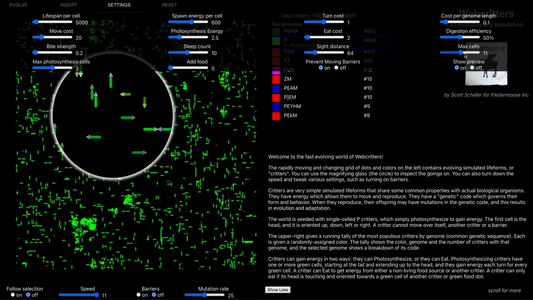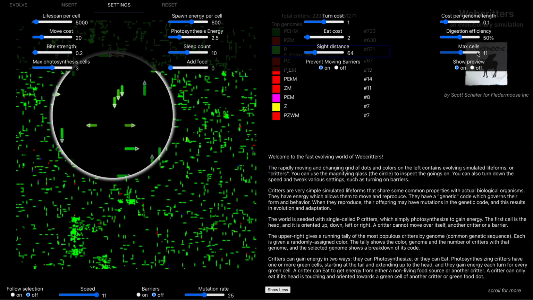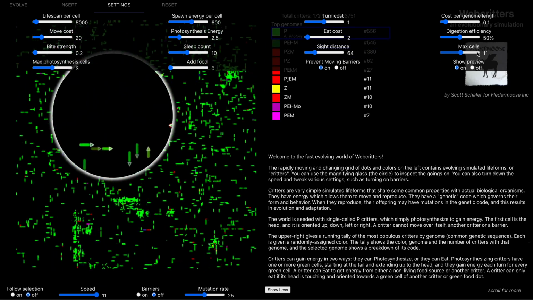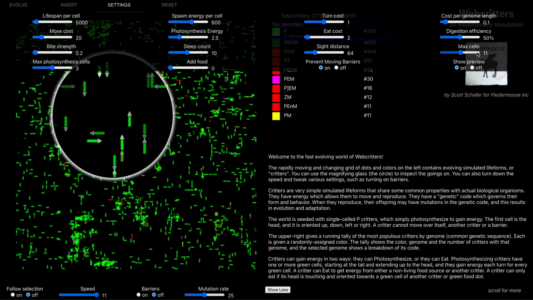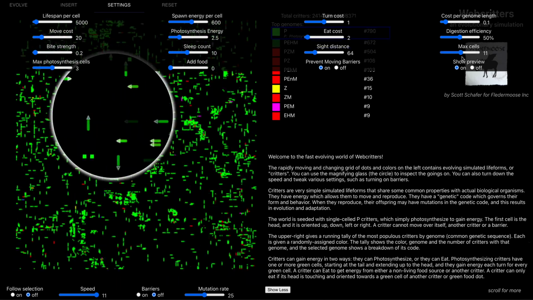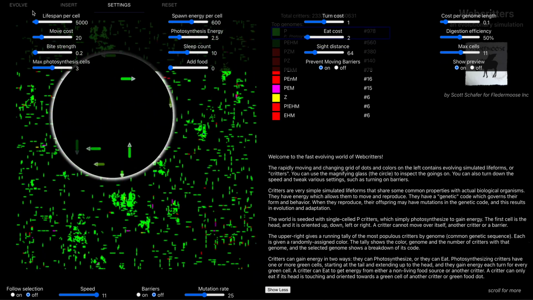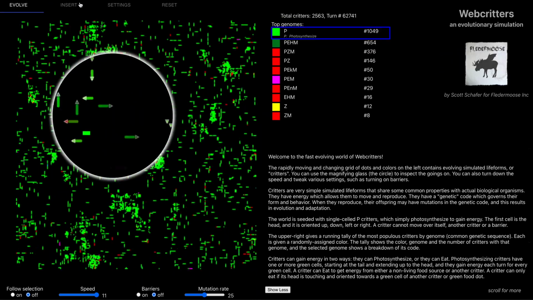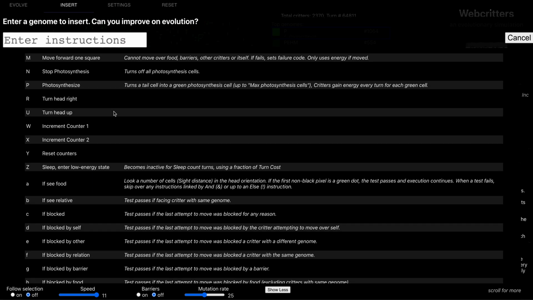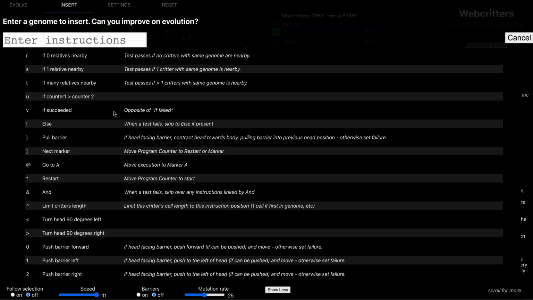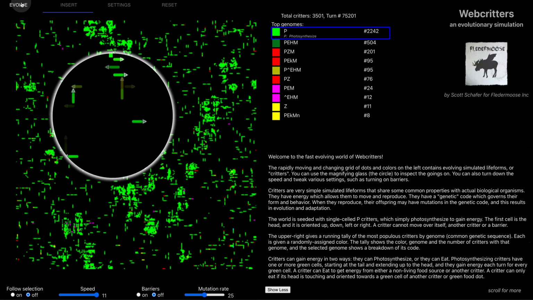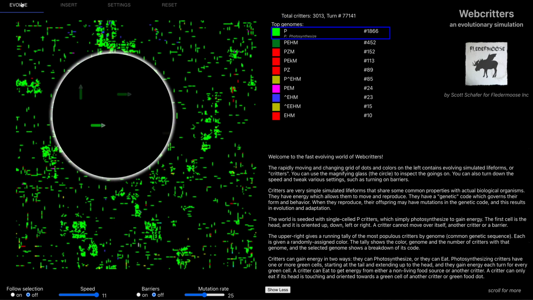One of them is the maximum number of cells, but by default, a critter is going to be as long as its genome, limited to the maximum number of cells. And there's also an instruction to limit the number of cells for a critter within the genome. So that's the limit critter's length. If that appears within the genome, the critter will be shorter. We'll have fewer cells.